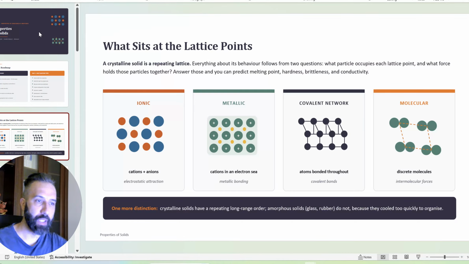So these are the solids that we're going to discuss. We've got ionic solids, metallic solids, covalent networks, and molecular covalent solids. And the properties that we're going to discuss are how hard they are, their melting and boiling points, electrical conductivity, and whether they can dissolve in water or not. There are other properties, but they're specific to a particular solid, so we're going to discuss them as we go through this.